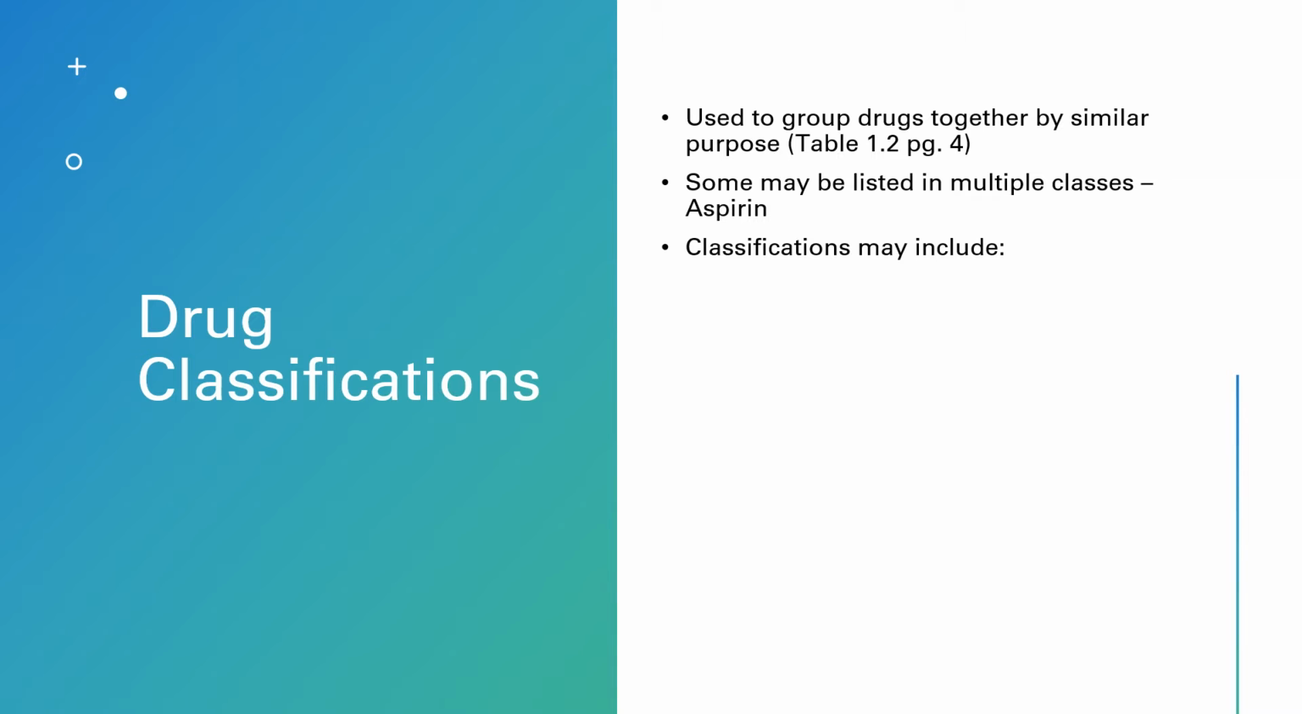Okay, and like I said, some might be listed in multiple classes like aspirin. It relieves pain, it's a fever reducer, and it's an anti-inflammatory. So it's classified as an analgesic, an antipyretic, and an anti-inflammatory. So that's what I mean by some may have multiple things that they do, so they are listed in multiple classes. Okay.